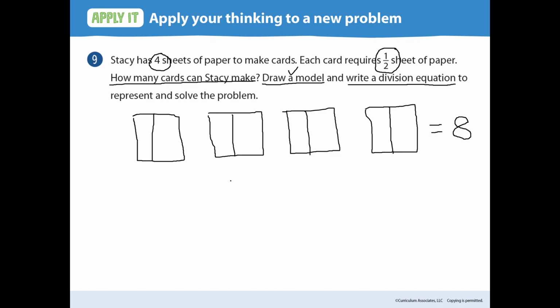All right, we drew a model. Now let's write a division equation. She has 4 sheets of paper, and each card requires 1/2 sheet, so we are going to be dividing by 1/2. If we keep the 4, change division to multiplication, and flip 1/2, we get 2 over 1, which is equal to 2. And so 4 times 2 equals 8. I got the same answer. She can make 8 cards.